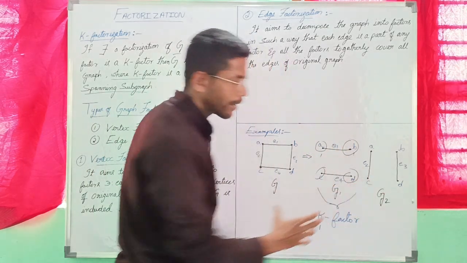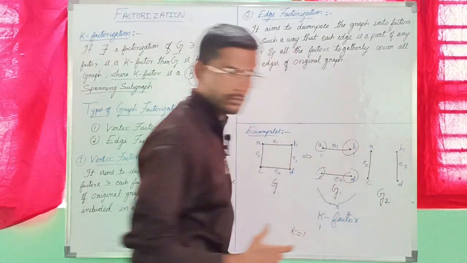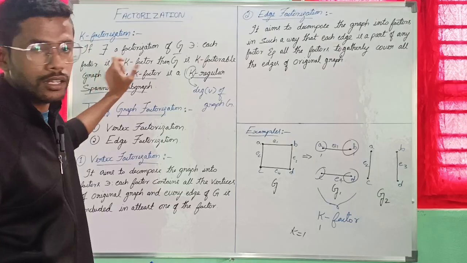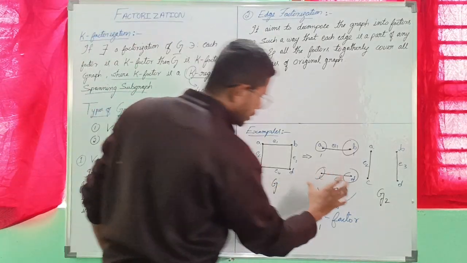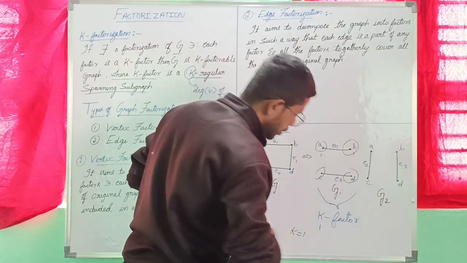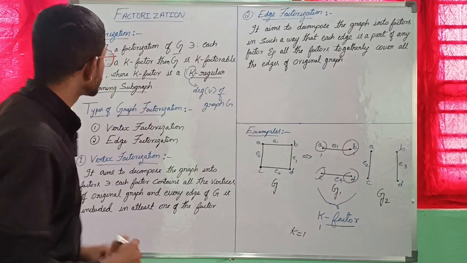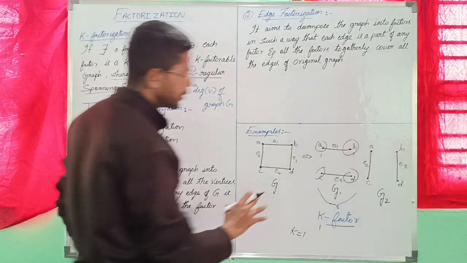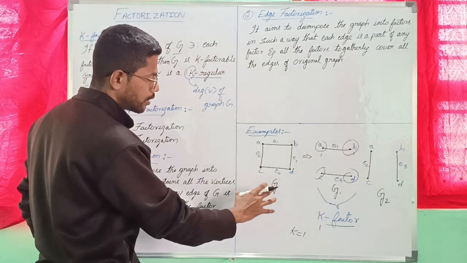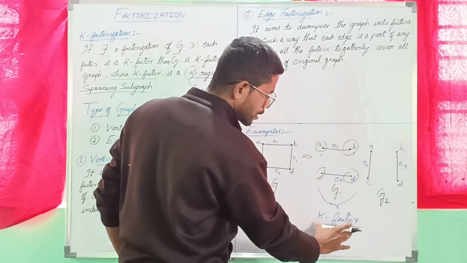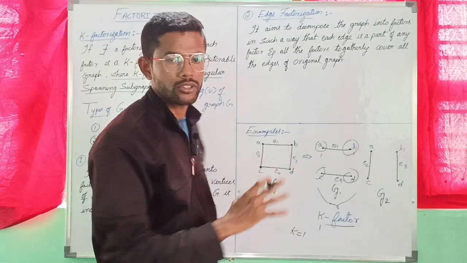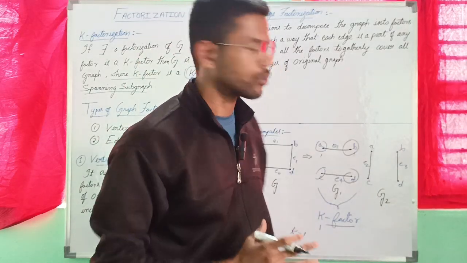There are two factors, G1 and G2, such that each factor is a k-factor. When a factorization exists for the graph G, and each factor is a k-factor, then graph G is k-factorable.